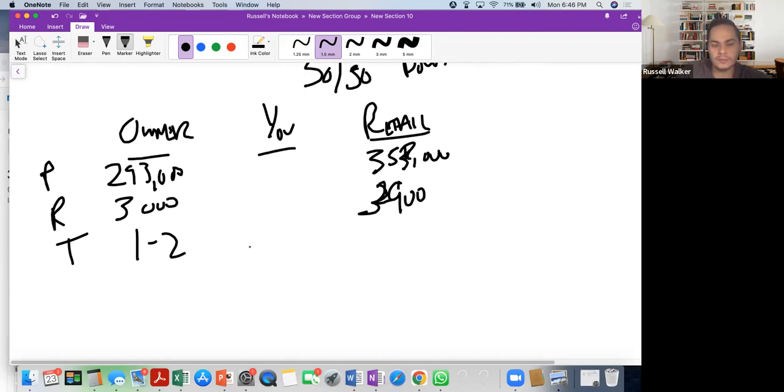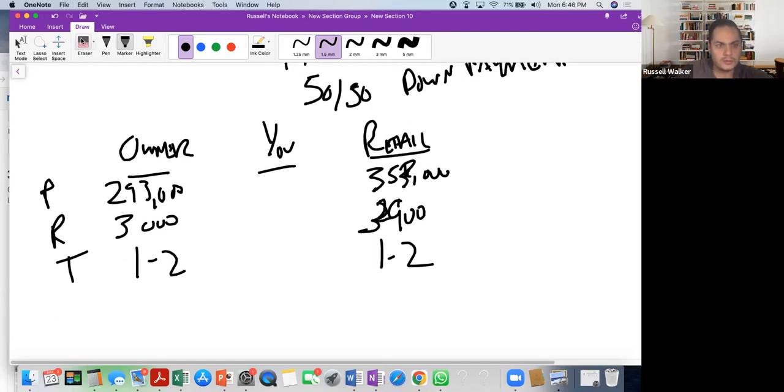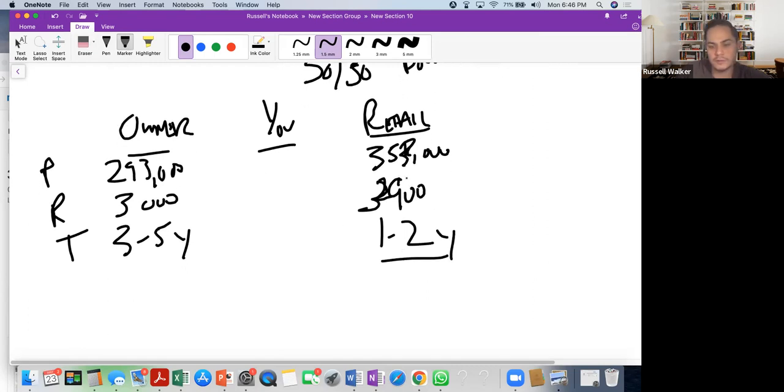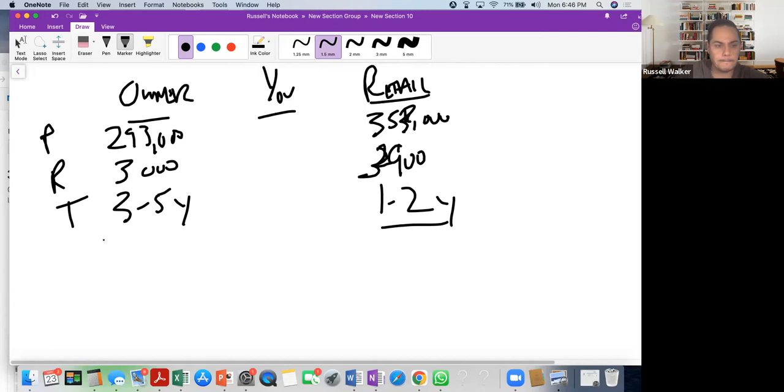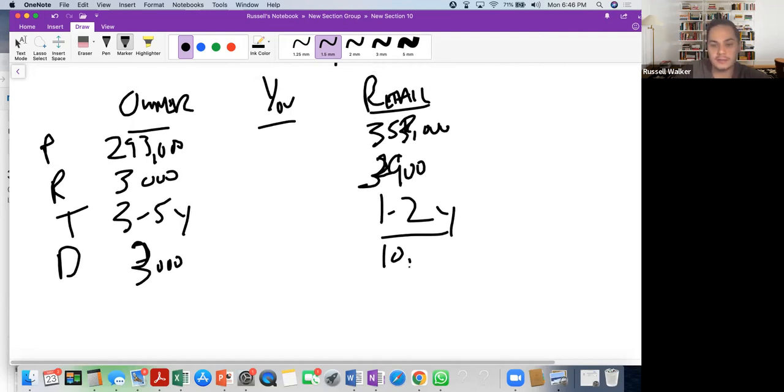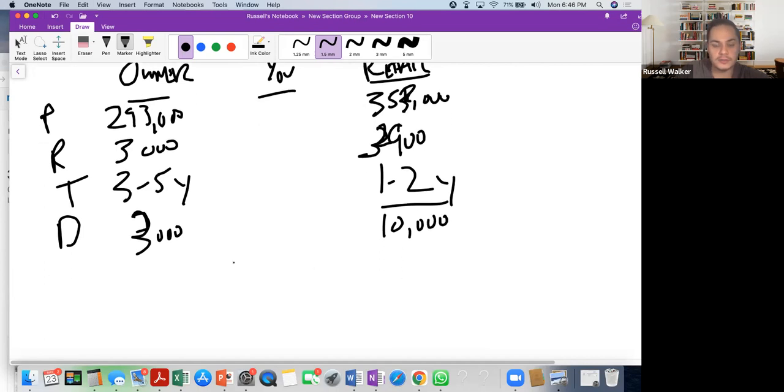And then you can give him 1 to 2 years as well, that's fine. But your goal is to do something like this where you get 3 to 5 years, and then if you're going to do a rent to own to someone else, you give them 1 to 2 years, giving you more time just in case you need to find another buyer for the deal. Down payment, let's say he wants 1 month down, so he wants 3,000 down, and then you're trying to get 10,000 down when you're selling it to a tenant buyer.